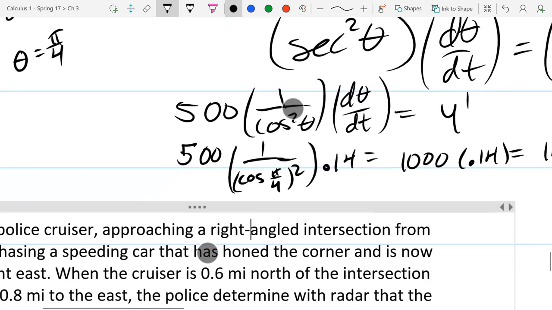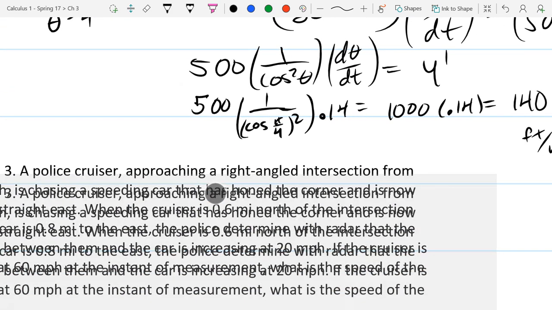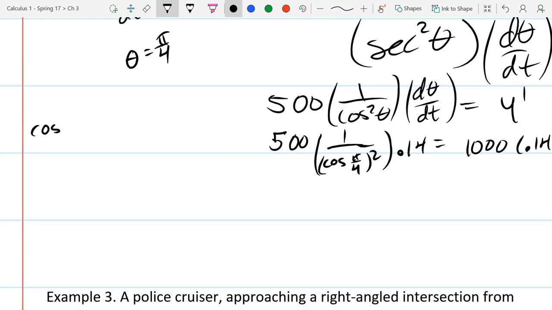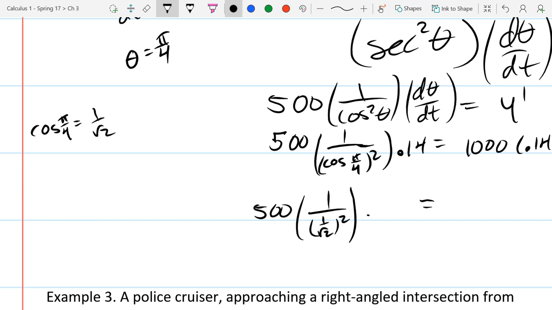Yeah, so cos pi over 4 is 1 over square root 2. So there's our cosine. So if you square it, you get 1/2. And then I reciprocated it and got 2.